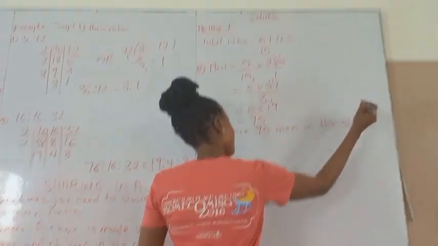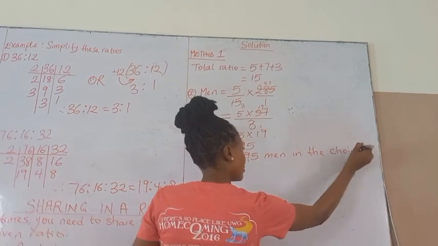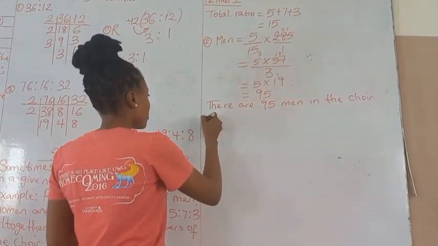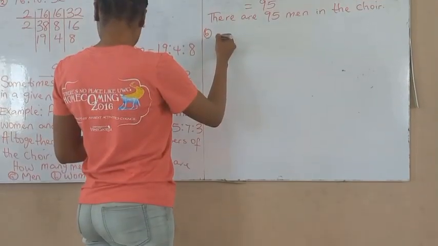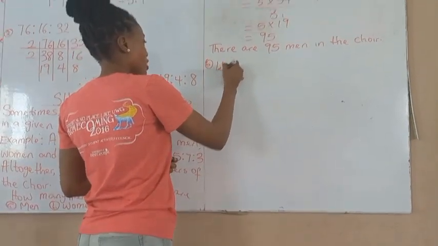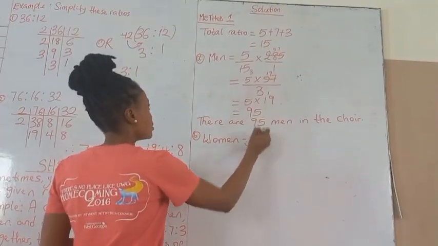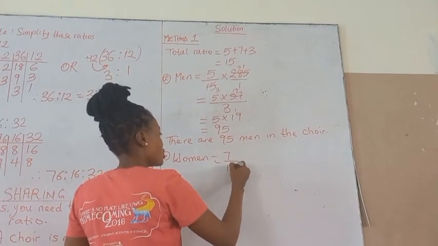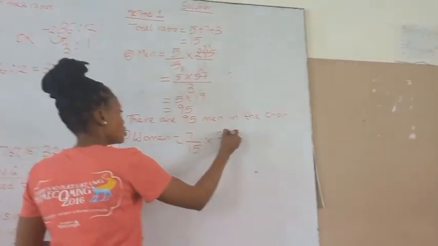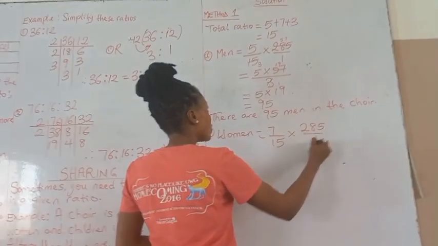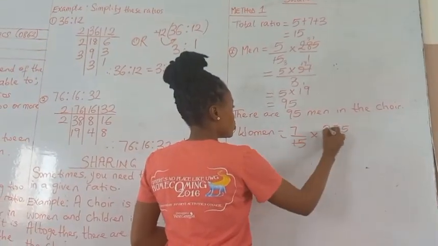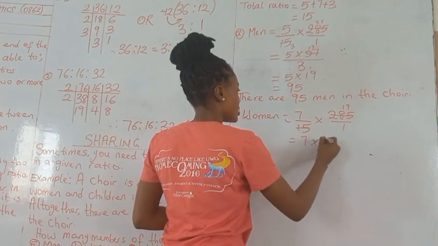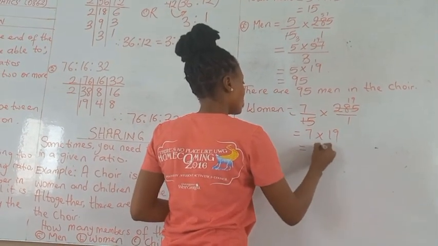We repeat the same process to solve for children and women. Let's start with women. Women equals 7 over total, that's 7 over 15, multiplied by 285 over 1. 15 in 285 gives 19. Therefore, 7 times 19 equals 133.